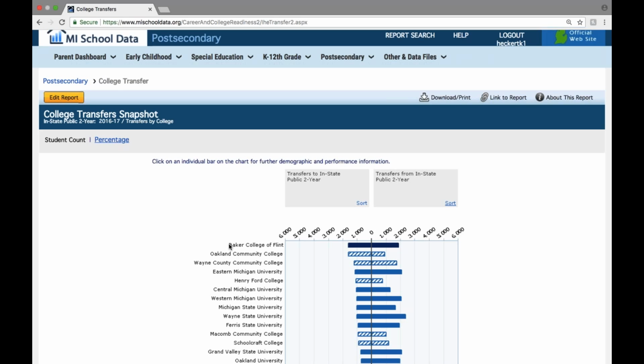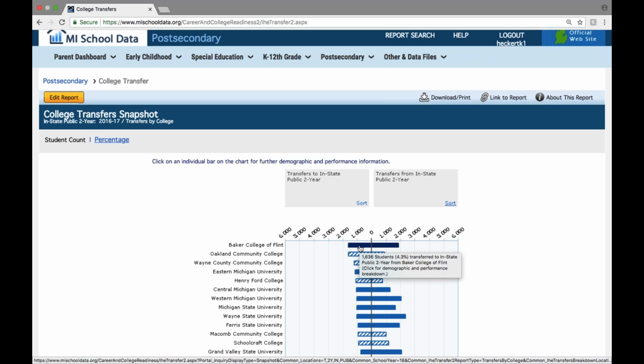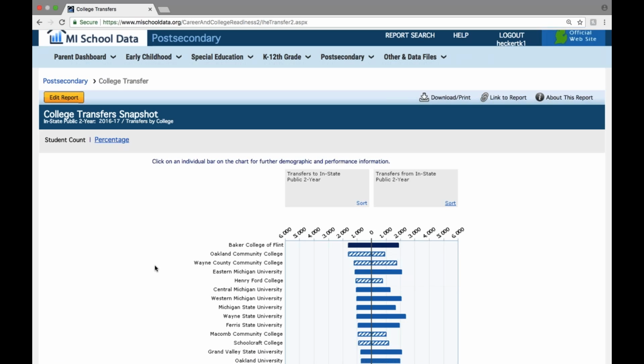But in context, we have Baker College of Flint here for the first one. Now, students are leaving Baker College of Flint. About 1,600 students are transferring from Baker to a Michigan community college. And this occurred in 16-17. On the flip side, students transferred out of a Michigan community college and entered Baker College of Flint. When you compare the two, there's just a little bit more when it comes to students entering or transferring to Baker College of Flint, but it's pretty balanced. So talking about Michigan community colleges as a whole is what we're doing on this page.